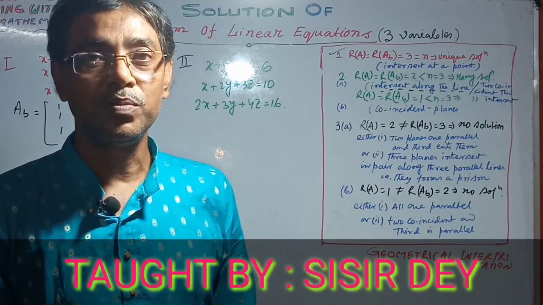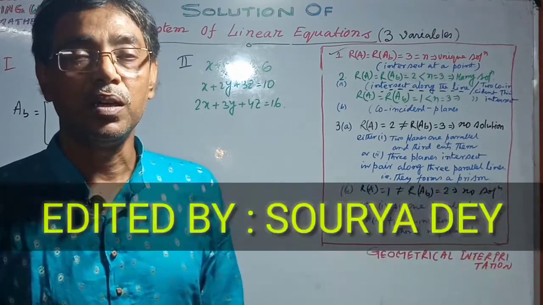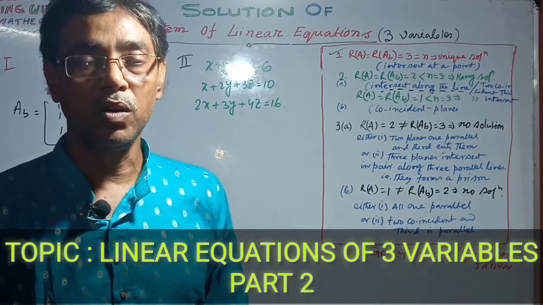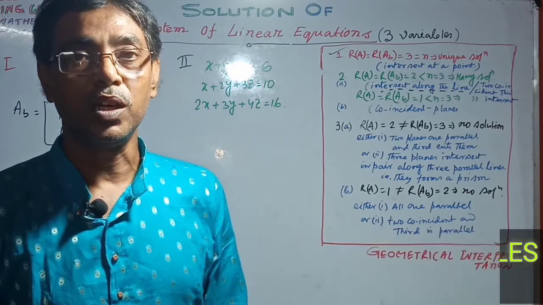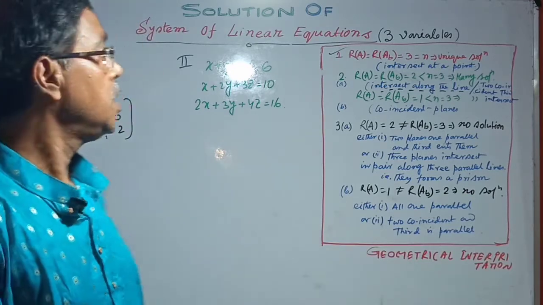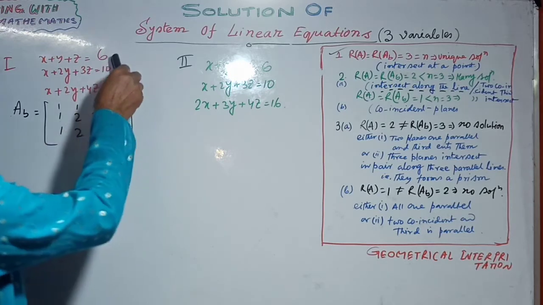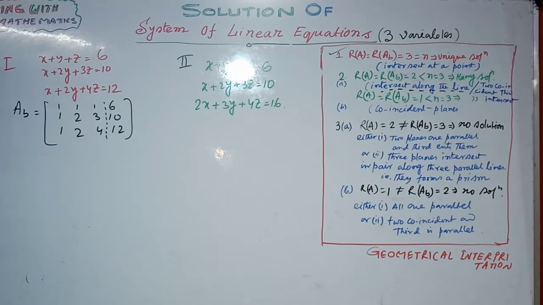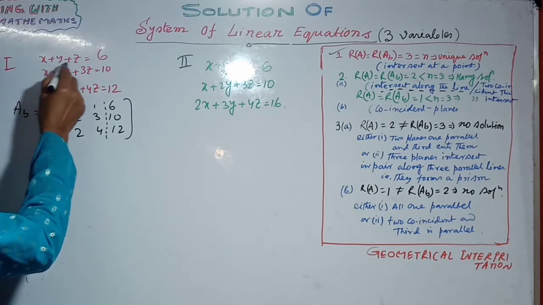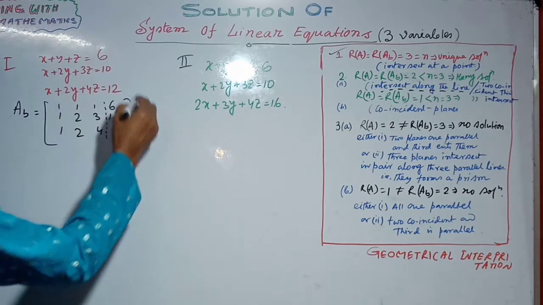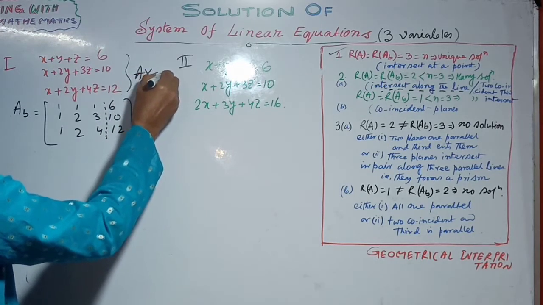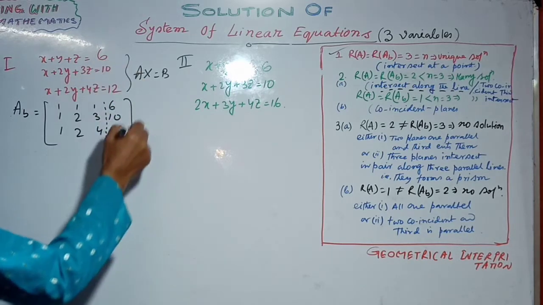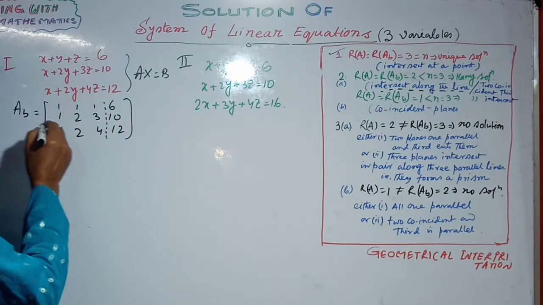In the previous video, I had discussed the system of linear equation solution in two variable cases. Now, I am going to discuss three variable cases. Here, the system of equations are this and this. Therefore, the augmented matrix is the coefficients of this, which is of the form Ax equal to B. So, this portion is A and the total portion is the augmented matrix AB.